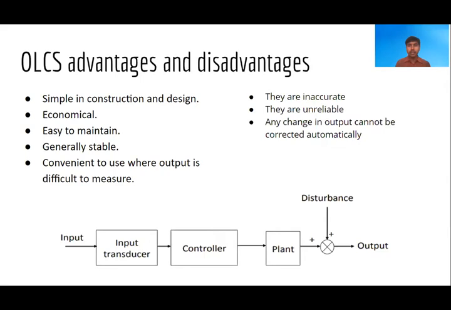And any change in output cannot be corrected automatically. Since there is no feedback, there is no automatic correction of the output. Whatever output is delivered by the plant for the given input, that will be the final output. These are the disadvantages of the open loop control system.